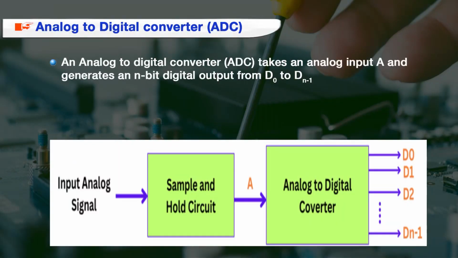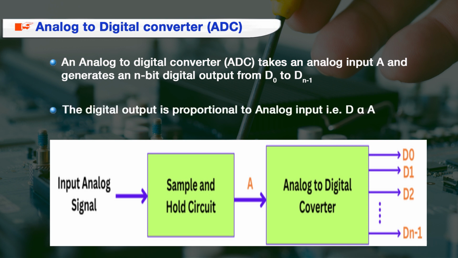So, an analog to digital converter, as I have said, takes an analog input voltage A, and this analog voltage can be some physical variable like temperature, pressure or any continuously changing signal. This signal is sensed using a transducer to produce an equivalent analog output voltage A. When this analog voltage is given to an analog to digital converter, we get an n bit digital output from D0 to Dn-1. This digital output produced is proportional to the analog input.